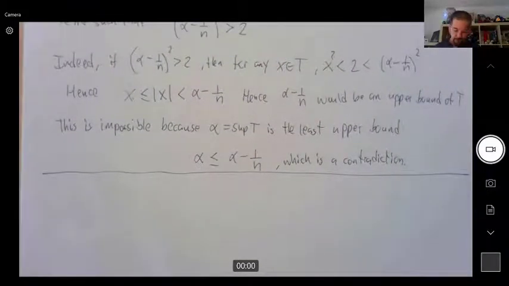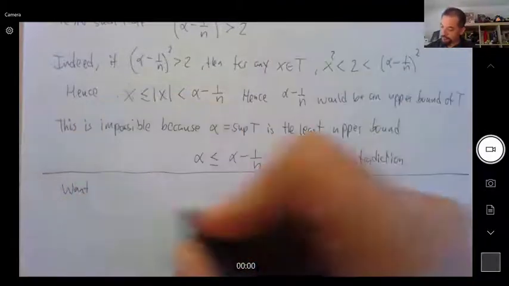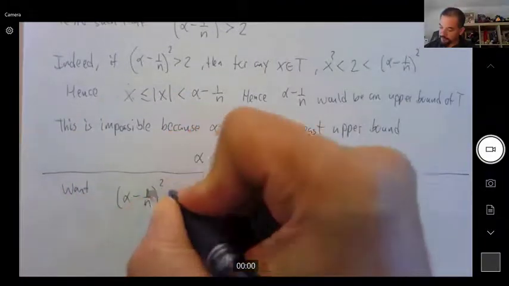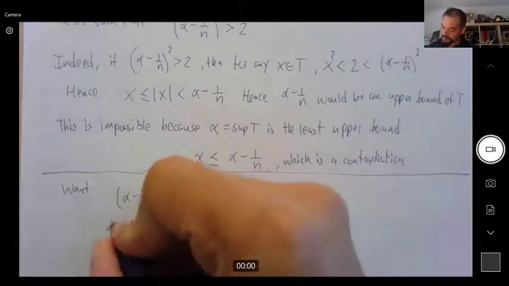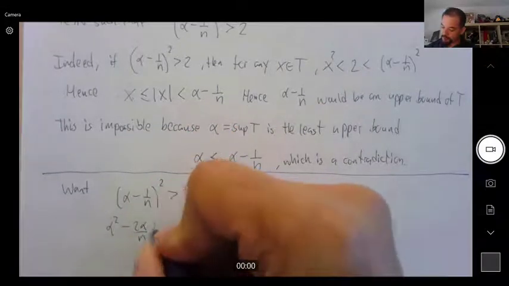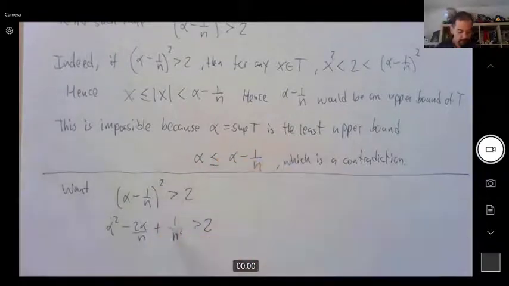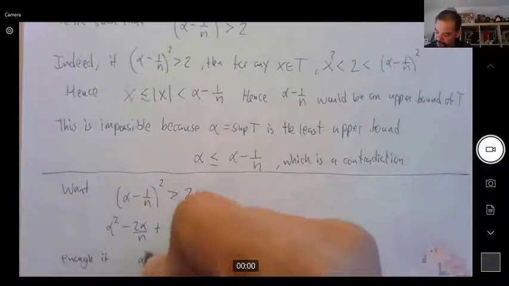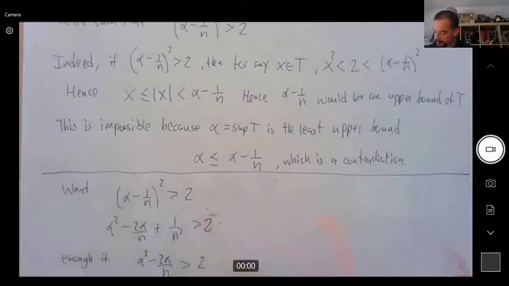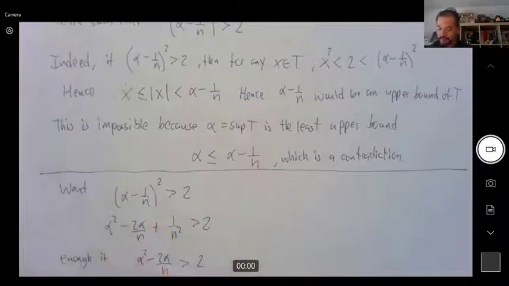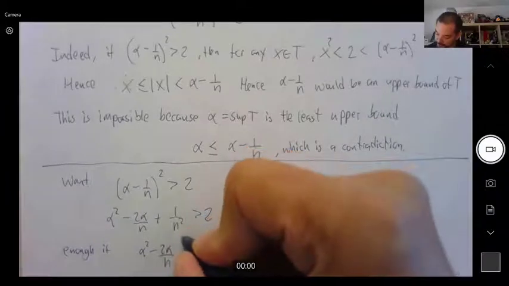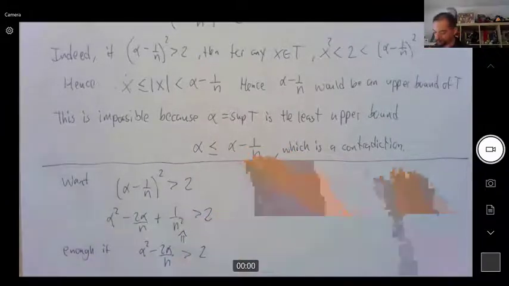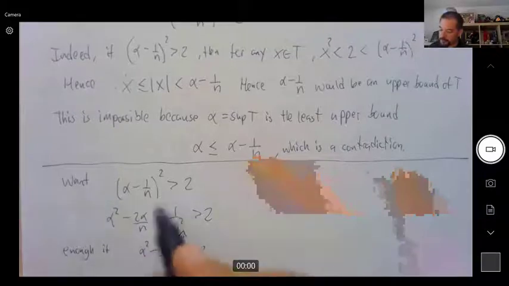So what is it that we want? This time around, we want alpha minus 1 over n, quantity squared, to be bigger than 2. That's the same as alpha squared minus 2 alpha over n plus 1 over n squared bigger than 2. This time around, it's actually easier because we can just remove the 1 over n squared. So this time it would be enough if alpha squared minus 2 alpha over n is bigger than 2, because this other guy is bigger than this one. So again, the bottom one implies the top one, because the top one is even bigger.